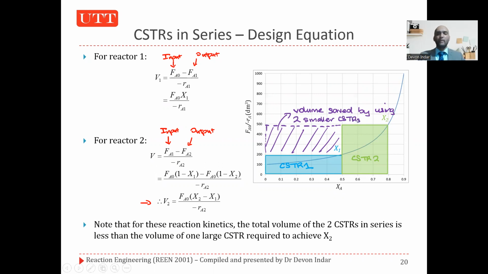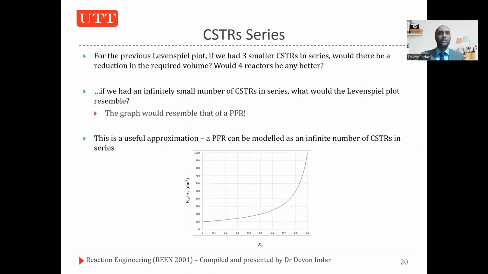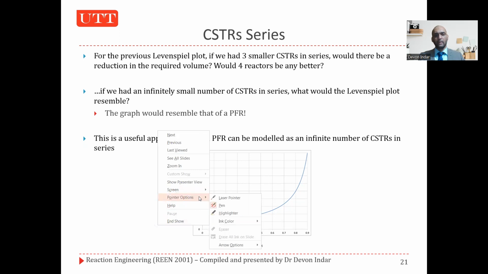So you might be thinking, well, if we use two smaller CSTRs and we got some volume savings compared to one, why shouldn't we use three smaller CSTRs or even four smaller CSTRs? And if you push that level of thinking, then what if we had an infinite series of very small CSTRs? Would that help us a lot? Well, in that case, what we'd end up with is a Levenspiel plot closely resembling a plug flow reactor. Just need to sketch it and you'll be able to see what I mean.